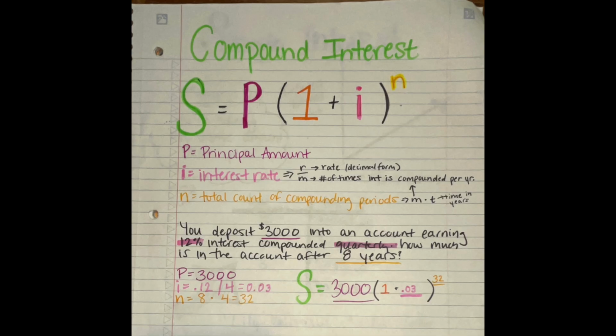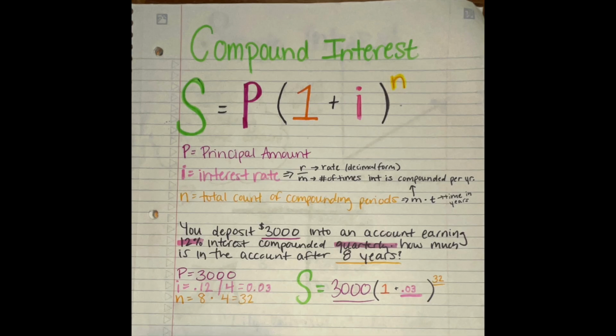My example problem for this one is that you deposit $3,000 into an account earning 12% interest compounded quarterly. How much is in the account after 8 years? So for this one, to write out the formula, P, the principal amount, would be $3,000 because you're depositing $3,000 into the account. I would be represented as 0.12. That shows the 12% interest, and then you're putting it into decimal form and changing it out of the regular form that it's written in.